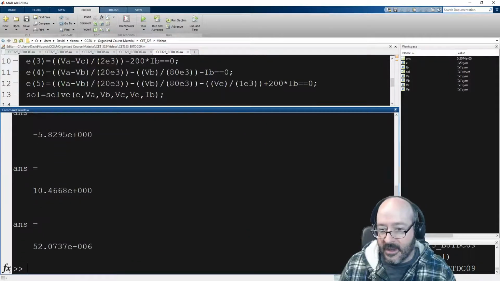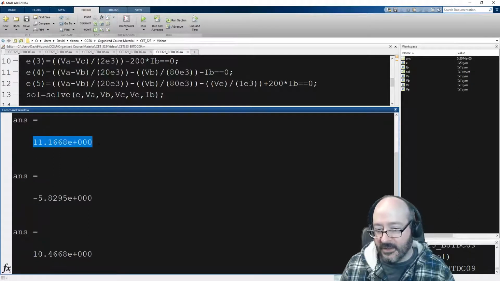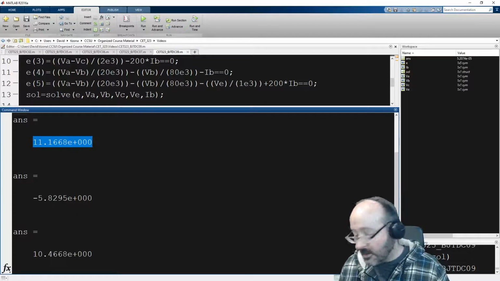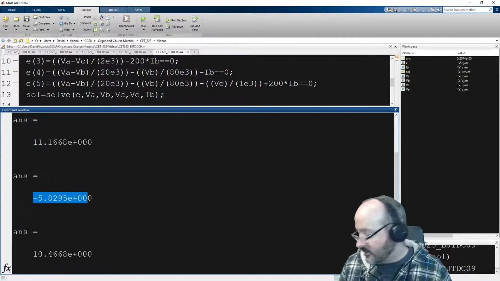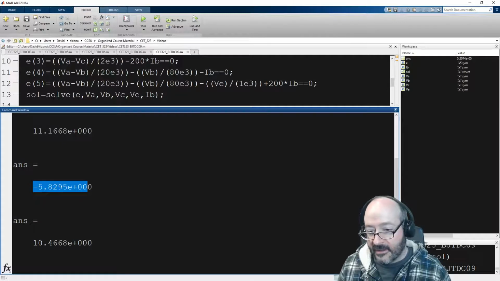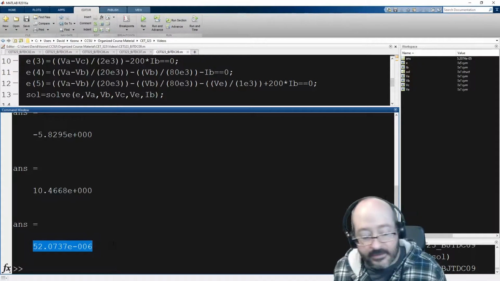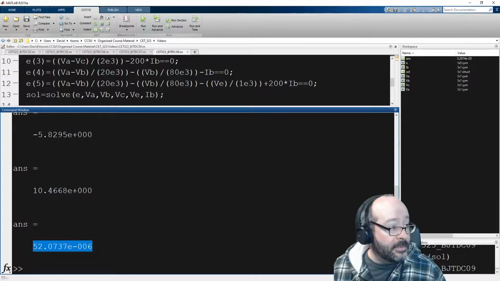and I get a bunch of values out. Let's see, VA is 15. Yeah, no kidding. VB is 11.17. VC is negative 5.83. VE is 10.47. And then we have 52 microamps flowing through the base.